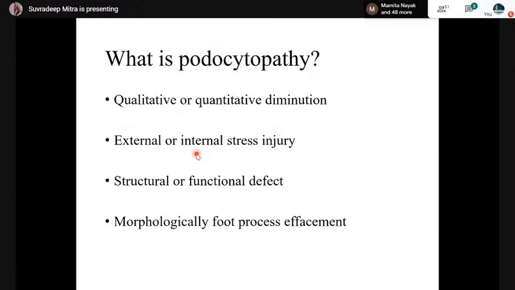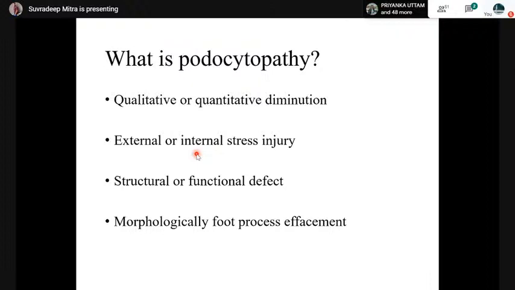Now, I have discussed the histomorphology of the glomerular basement membrane and the slit diaphragm, the glomerular filtration barrier. So till now we have understood that podocytes, or rather the visceral podocytes, play one of the most pivotal roles in determining the pathology of glomerular diseases. So all this pathology comes under the umbrella of podocytopathy.